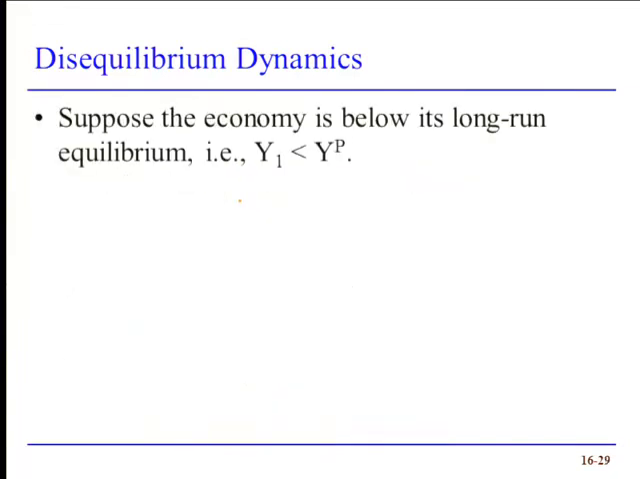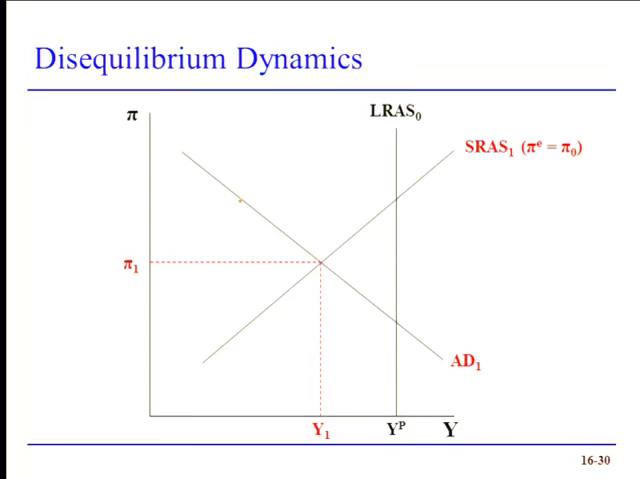Now, let's think about the opposite situation. Suppose the economy starts below potential output. Right? Below potential output. So now we're at point A.